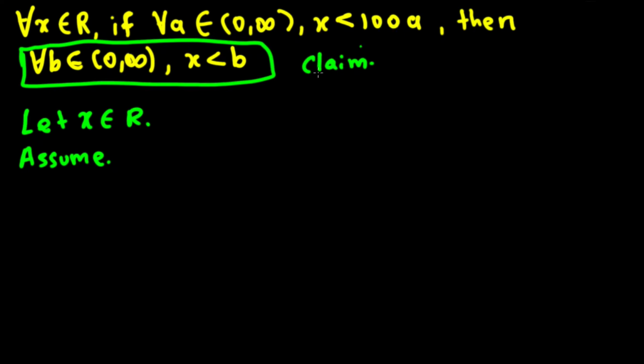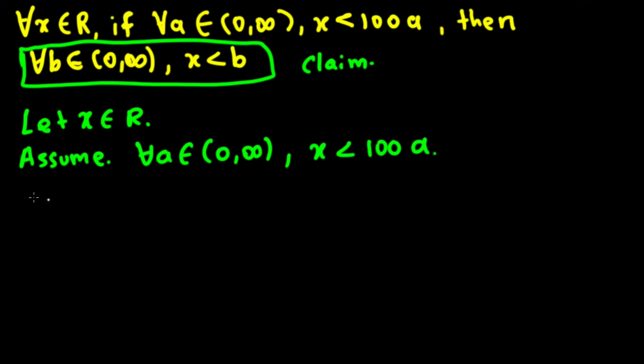the first one that comes after if, that is for all a belongs to 0 to infinity, x is less than 100a. Okay, now let's go ahead and continue. And also we put a as b over 100. Okay, let's put b over 100 because we want this 100 to cancel when we do the multiplication. So b over 100.